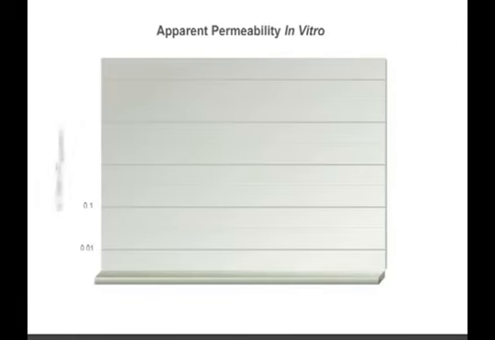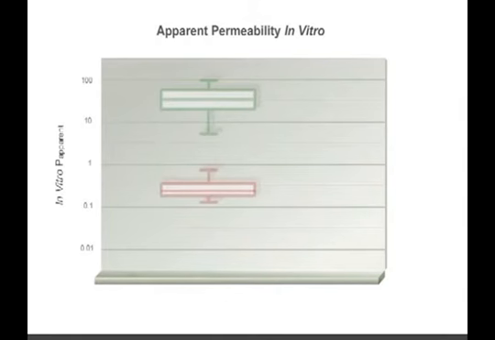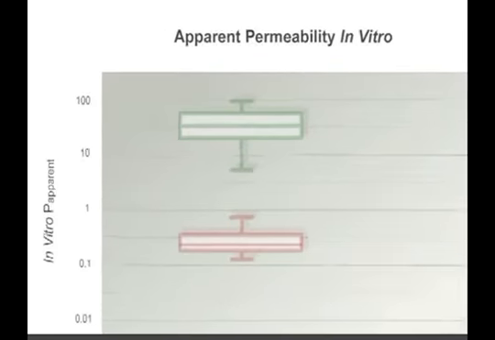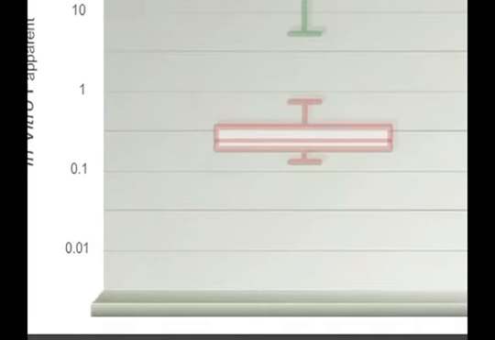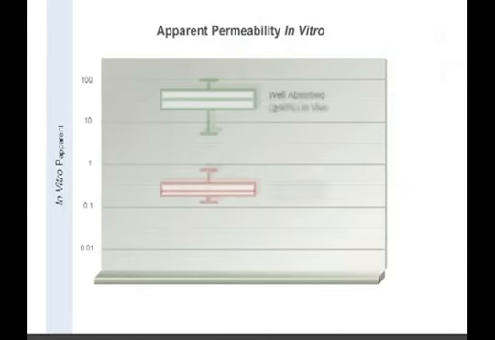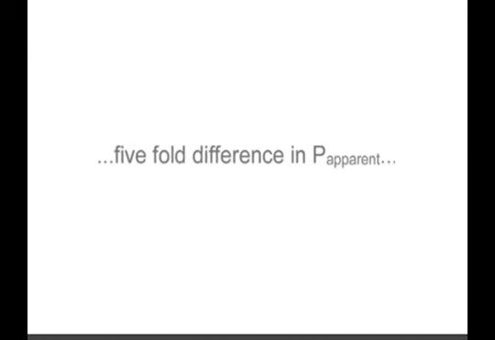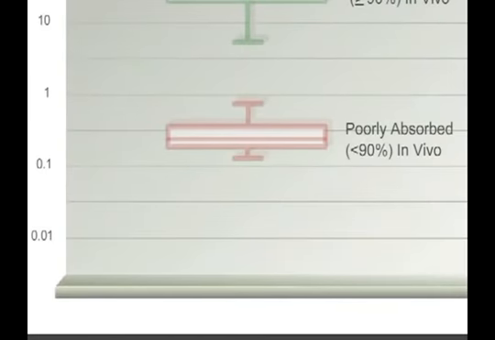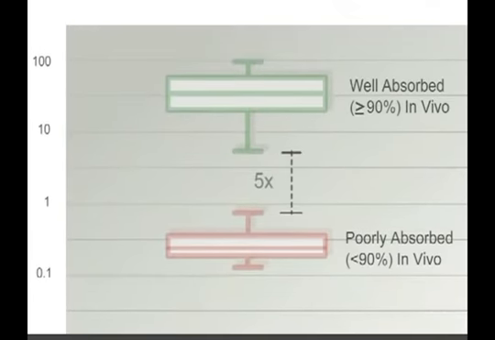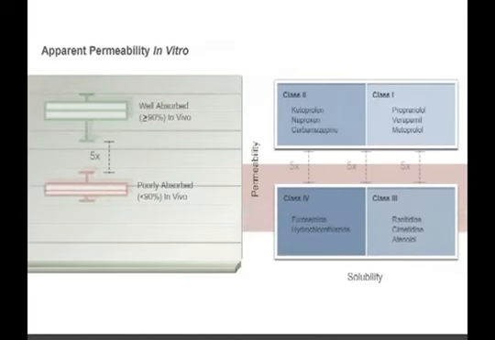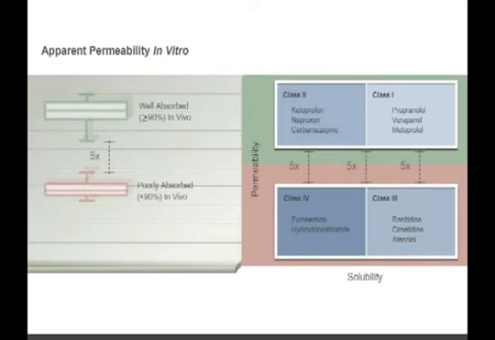This graph illustrates the power of our validated Caco-2 cell monolayer system to distinguish between compounds that are well absorbed and compounds that are poorly absorbed in humans in vivo. On the y-axis is the in vitro P apparent in our system. There is about a 5-fold difference in P apparent between the most permeable compound in the low permeability class and the least permeable compound in the high permeability class. This large dynamic range permits a sharp discrimination between BCS class 3 and 4 compounds with low permeability and class 1 and 2 compounds whose intrinsic intestinal permeability is high.